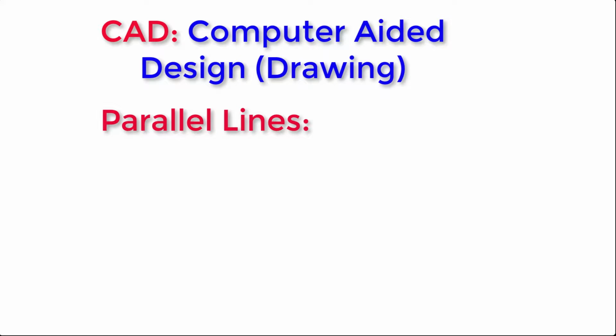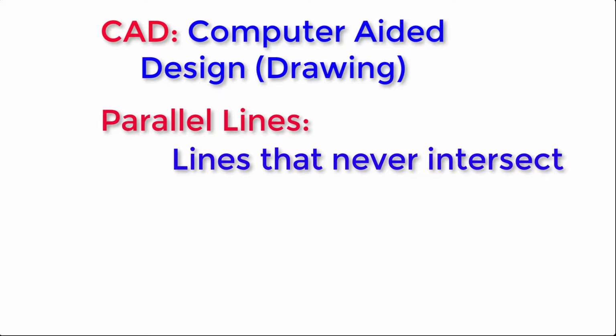The second definition I want to talk about is parallel lines. Parallel lines never intersect, kind of like the yard lines on a football field. We're going to be talking a lot about parallel lines. I'll be using that a lot in this video.